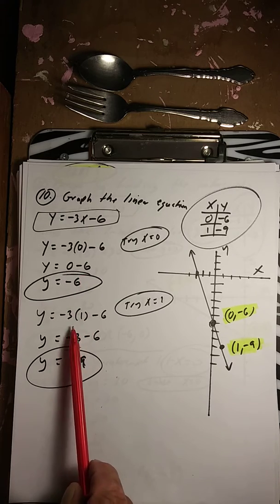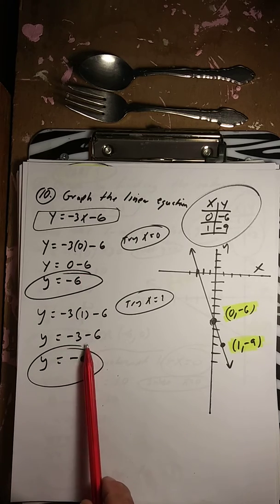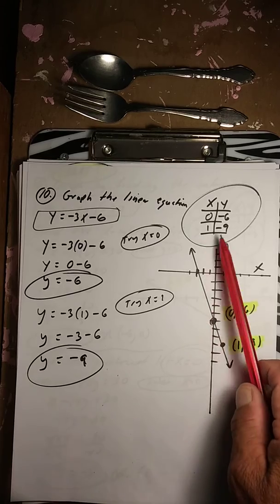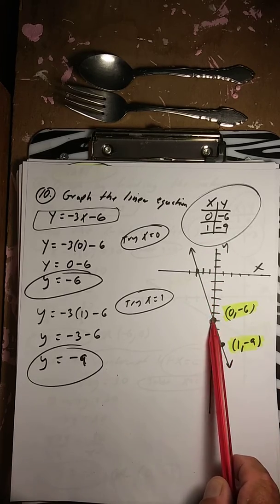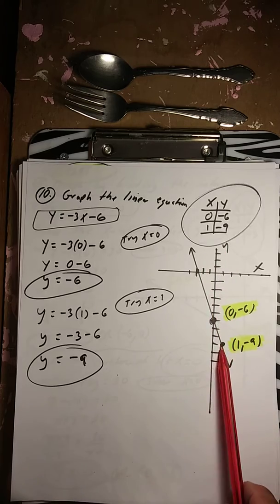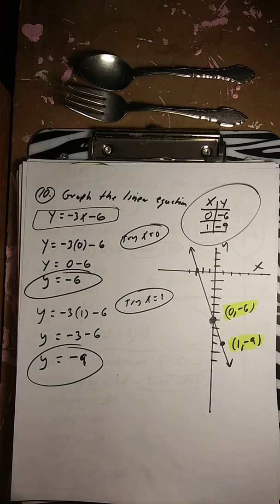Try 1 in there. Negative 3 times 1 is negative 3, negative 3, negative 6, negative 9. So I know that (1, negative 9) is a point. So put the point (0, negative 6) down here, and (1, negative 9) is right here, and connect the dots. Okay.